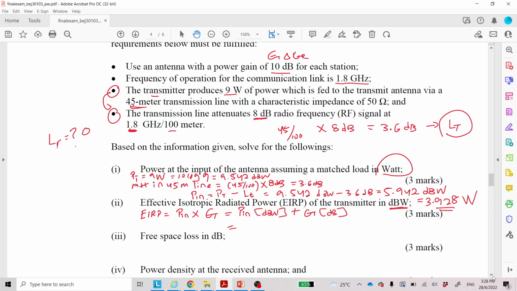So you can use 5.942 dBW from the previous question, plus 10. So this is equal to 15.942 dBW.